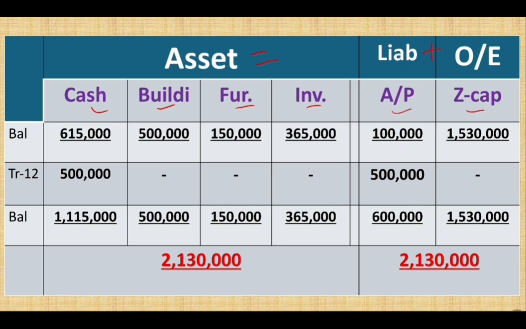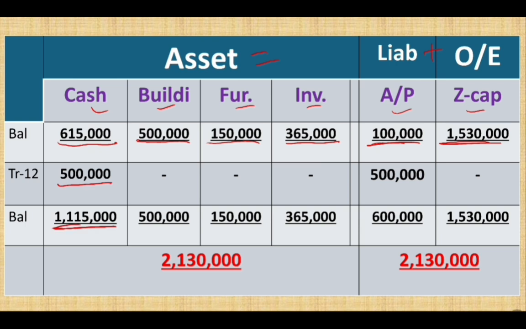Now our assets are cash, building, furniture and inventory. The liability is account payable, and the owner equity is the capital, or the owner capital. So the balance of cash after transaction 11 was 650,000. The building was this amount, furniture, inventory, account payable and Z capital, and these are the balance of each account after transaction 11 from our previous slide. During transaction 12, there was money amounting to 500,000 borrowed from Citibank.